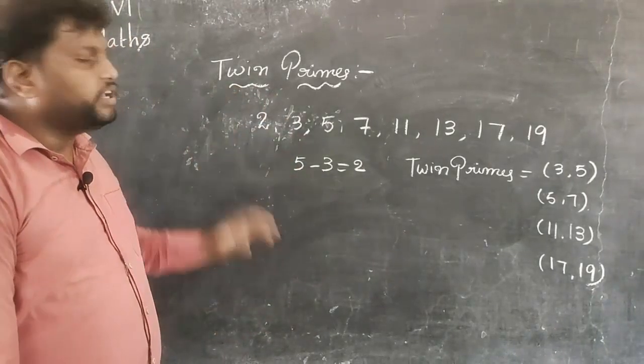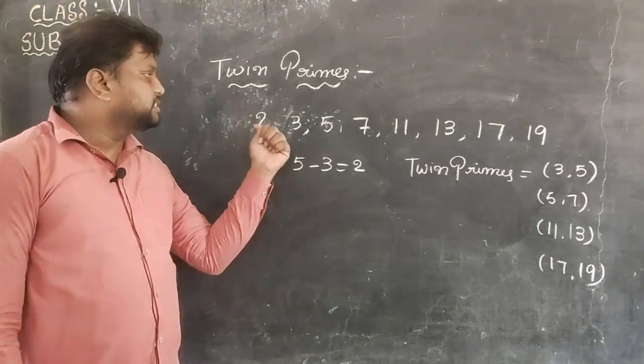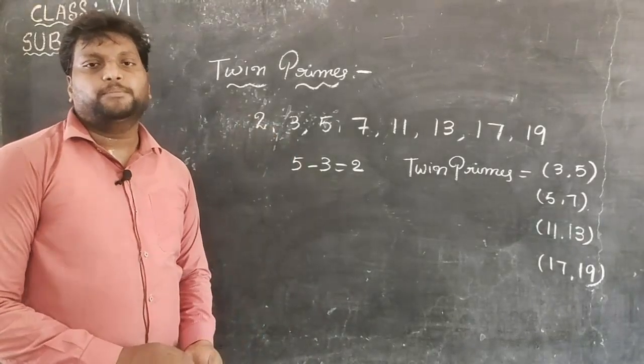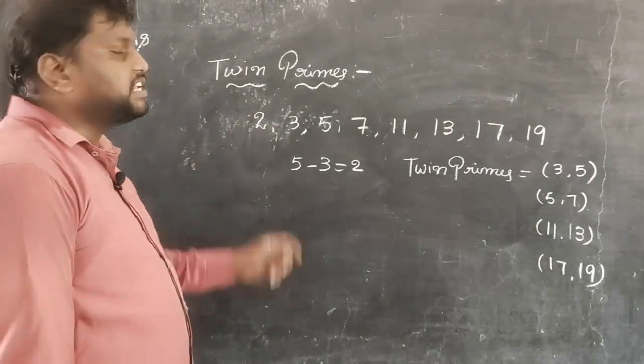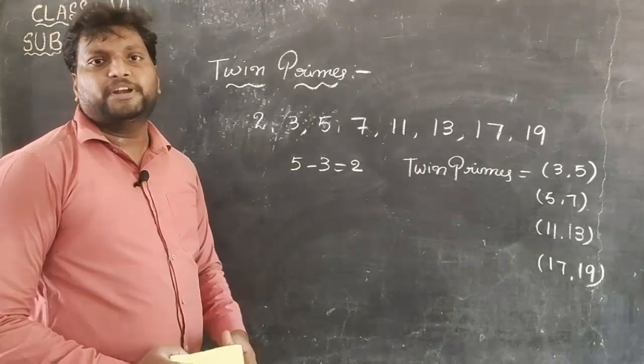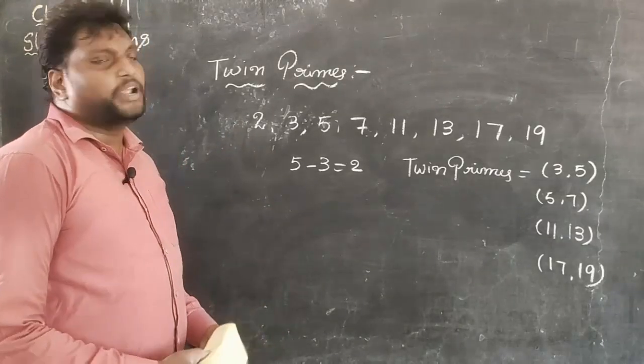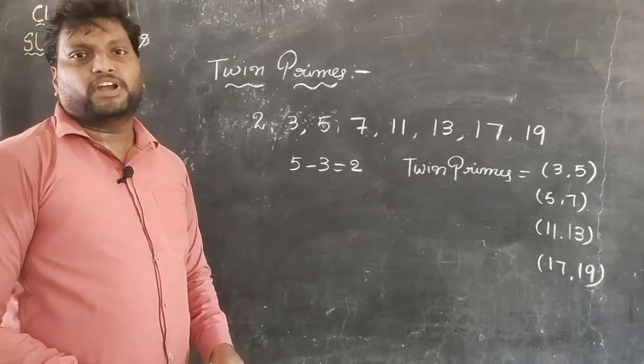2 is the smallest prime number, and 2 is the smallest even prime number. One and only 2 is the smallest even prime number. Okay students, today we completed primes and composite numbers, twin primes and co-primes also. Next class we will continue the remaining topics.